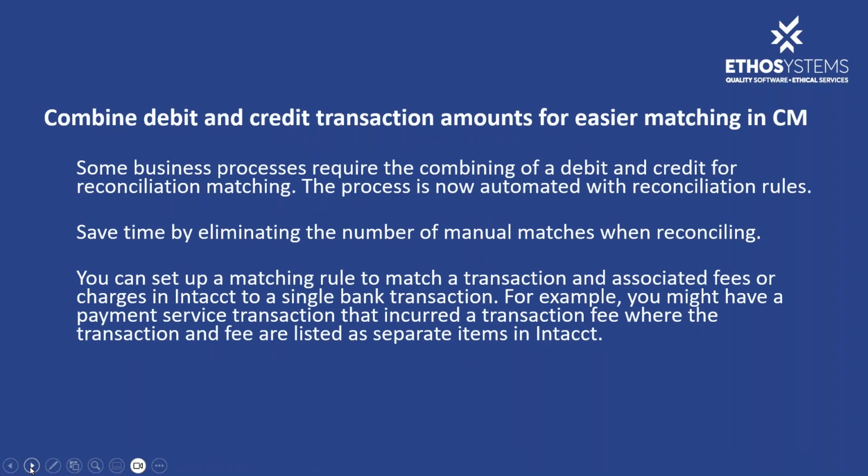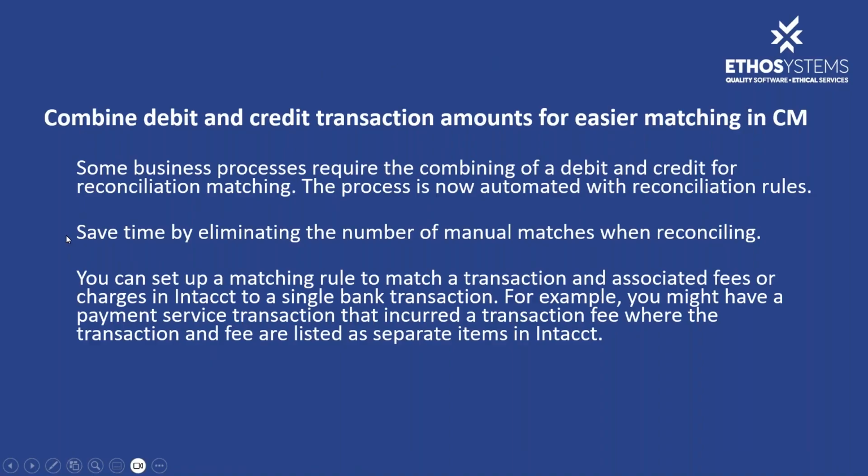The other thing that I thought was very important too, that I think we all struggle with at one time or another, is combining debit and credit transaction amounts for easier matching in cash management. Okay, so there is now the ability to automate that process with the reconciliation rules. Reconciliation rules are rules that we've set up in the back end of your instance that tell the workflow for your reconciliation process, right? Very similar to matching rules, also very similar to transaction definitions, same concept, right? So that's what a reconciliation rule is.